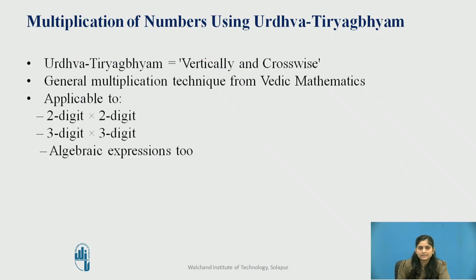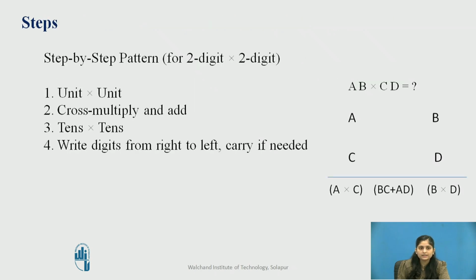Now let us discuss the multiplication of numbers using the Urdhva Tiryagbhyam method. Urdhva Tiryagbhyam means vertical and crosswise, as we have seen earlier. It is a general multiplication technique from Vedic mathematics. It is applicable for 2-digit multiplication, 3-digit multiplication, and also for algebraic expressions. These are the steps for multiplication of 2-digit numbers.